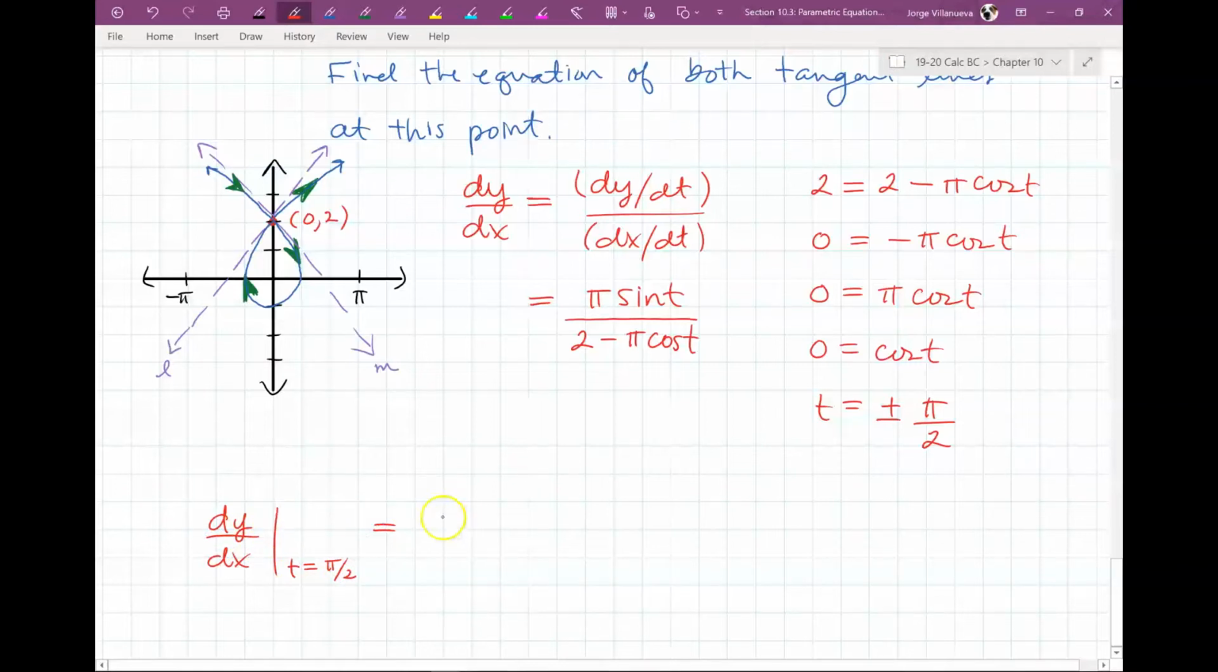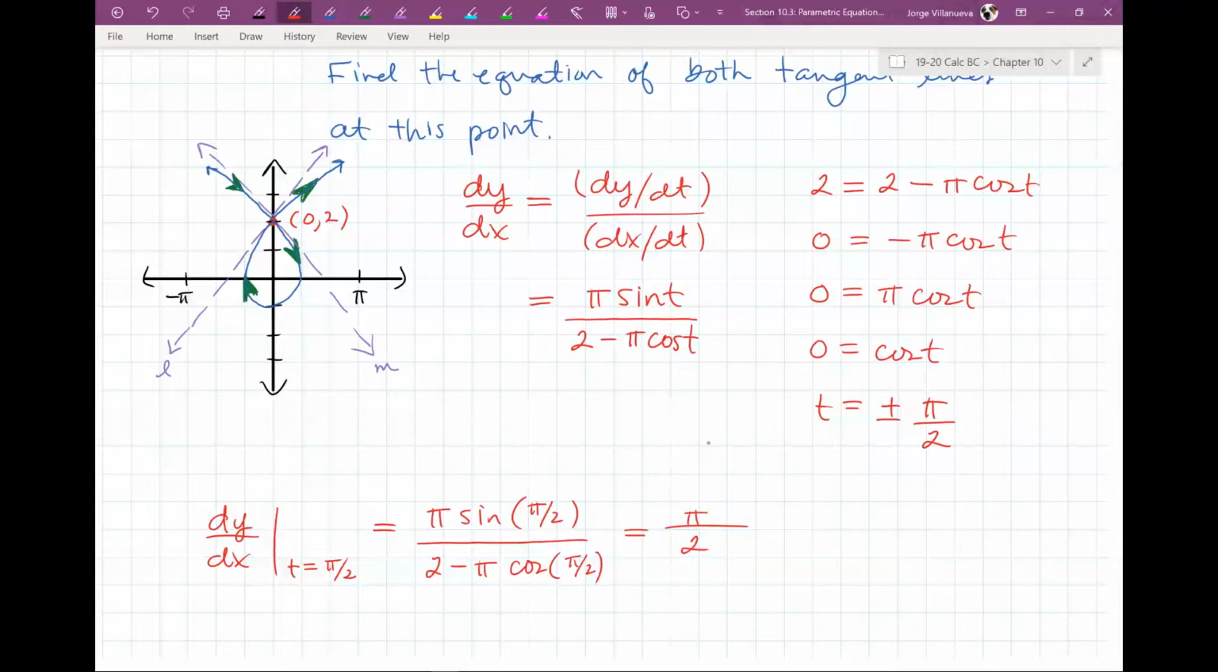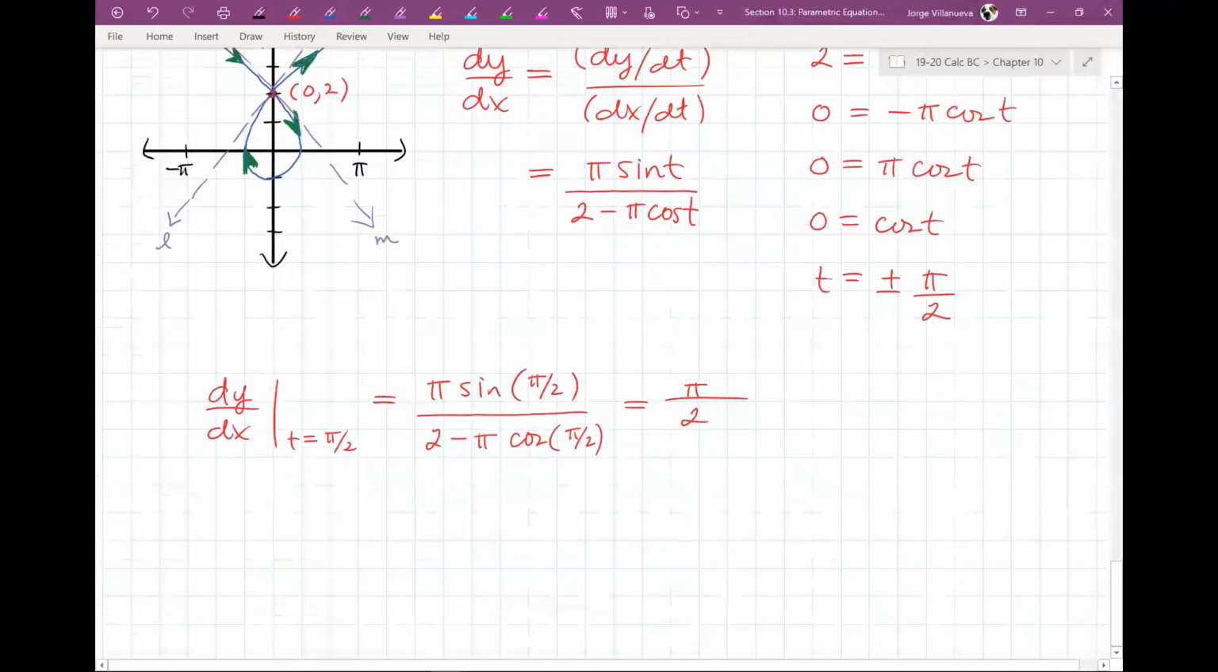That's going to be pi times sine of pi over 2 divided by 2 minus pi times cosine of pi over 2. Now remember, sine of pi over 2 is 1, so that's going to be pi over 2, because cosine of pi over 2 is 0, 0 times pi is 0, 2 minus 0 is 2, right? So it's pi over 2. So I'm expecting the other one to be negative pi over 2 just from symmetry, but let's double check it.